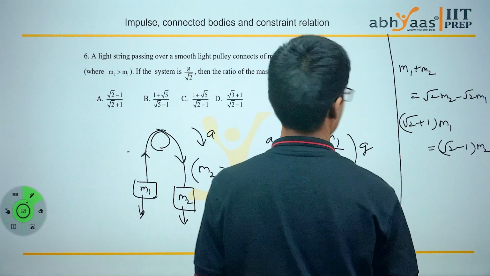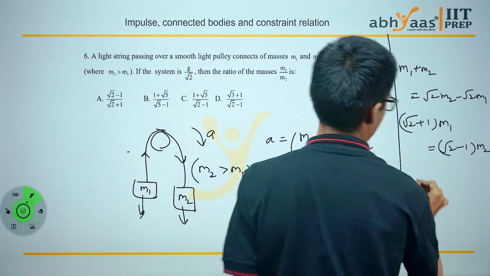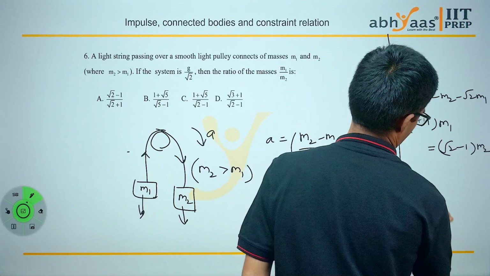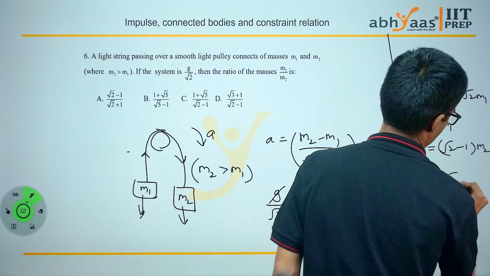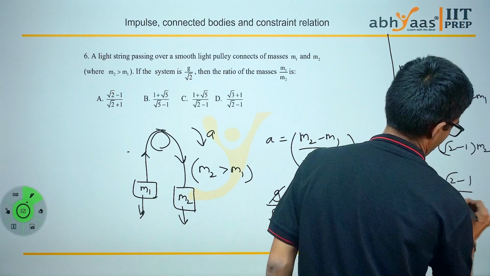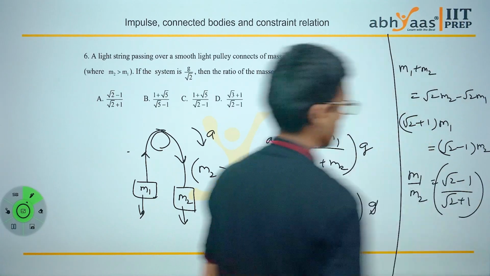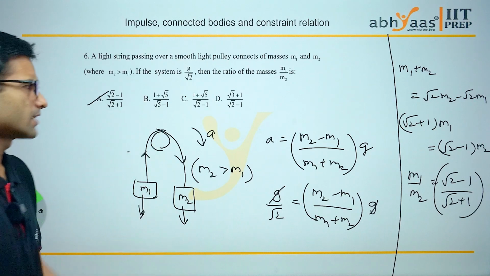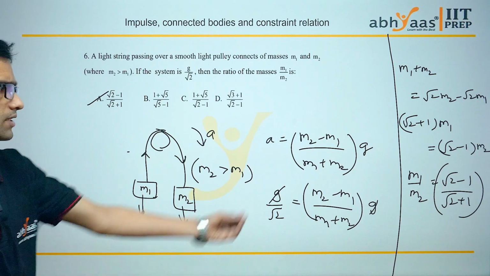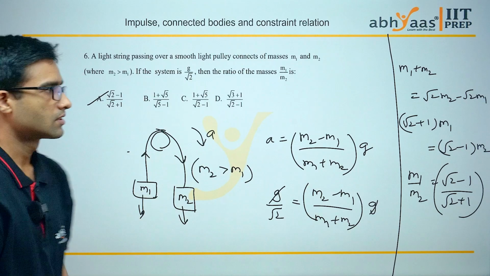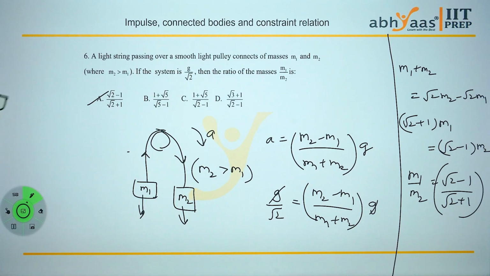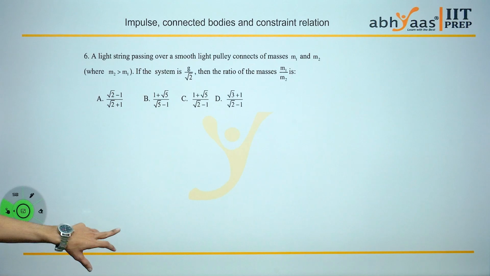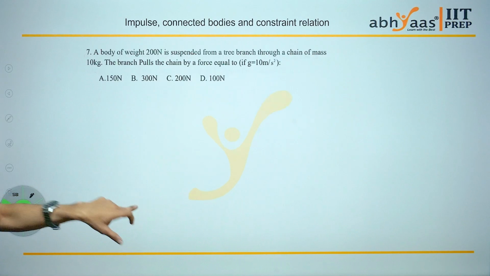Here M1 by M2, what will you get? M1 by M2 is equal to root 2 minus 1 by root 2 plus 1. So this is the answer. You directly got the answer with simple calculations. There is nothing, only 2 or 3 lines, and from that you can get the answers. These are the simple questions that came related to the constraint relationship.